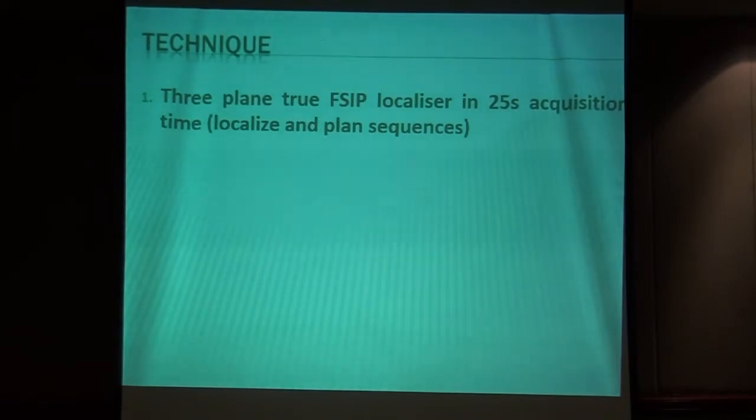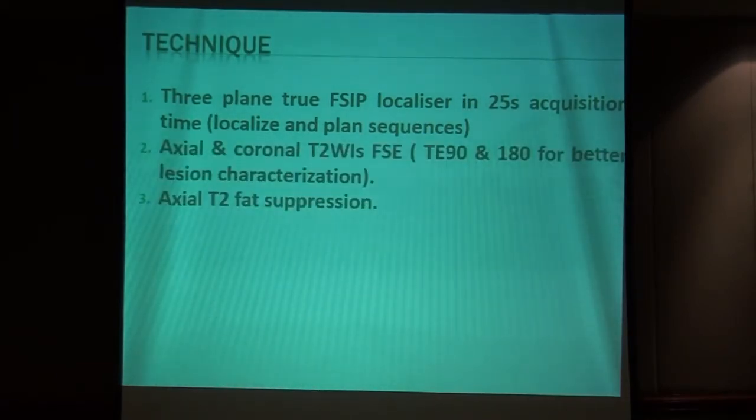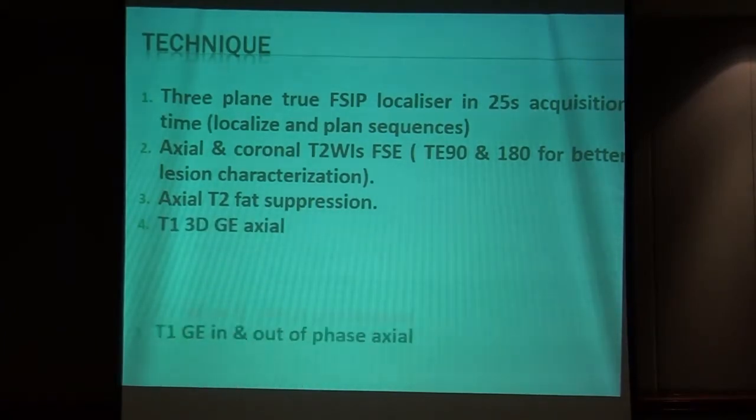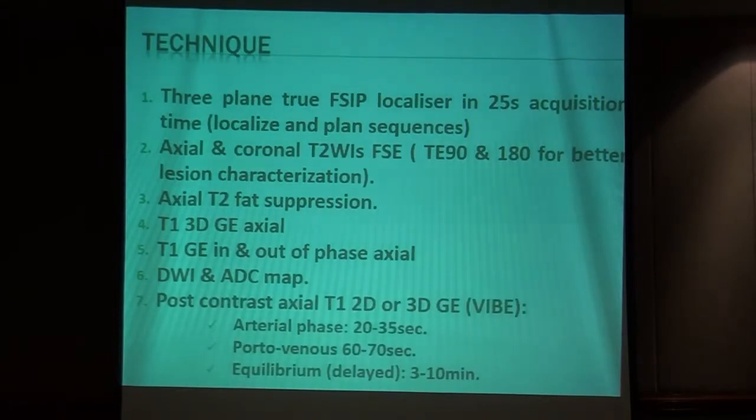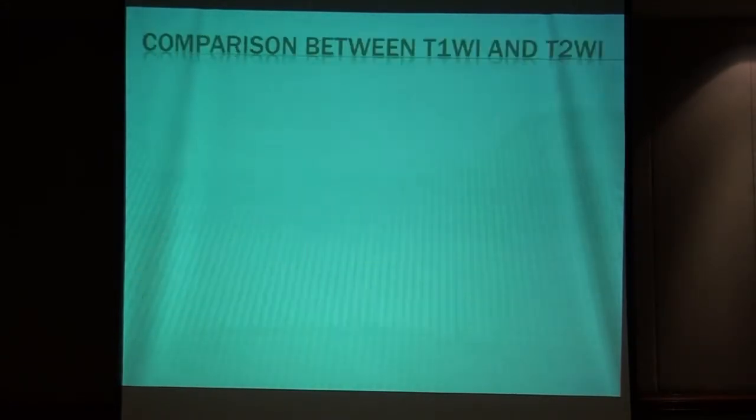3-plane true-FISP localizer, 25 seconds acquisition time, followed by axial and coronal T2, short and long TE, for better lesion characterization, axial T2 fat suppression, T1 3D gradient, and T1 gradient in and out phase, diffusion weighted and ADC map, post-contrast axial T1, 2D, and 3D.